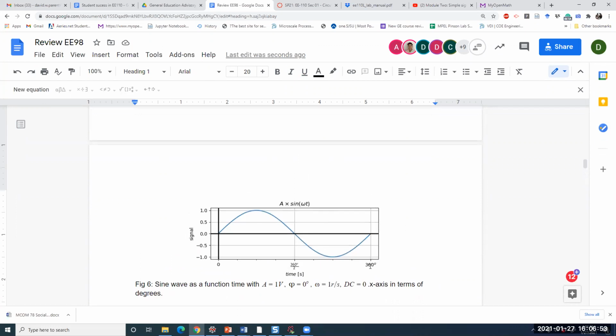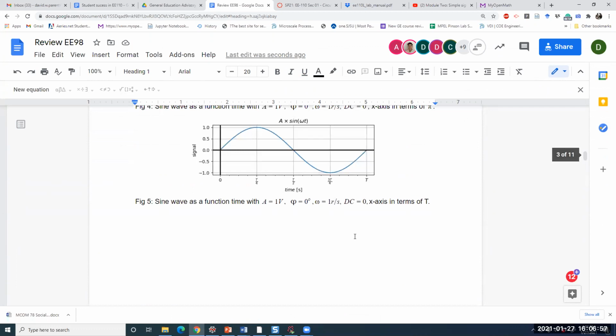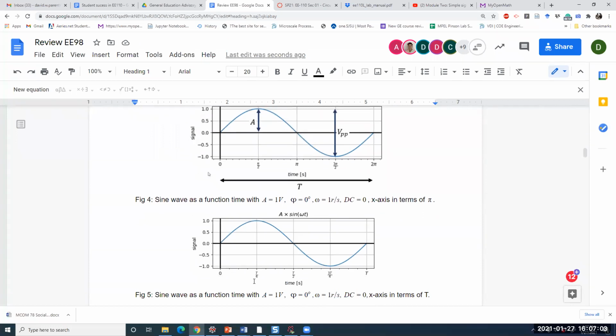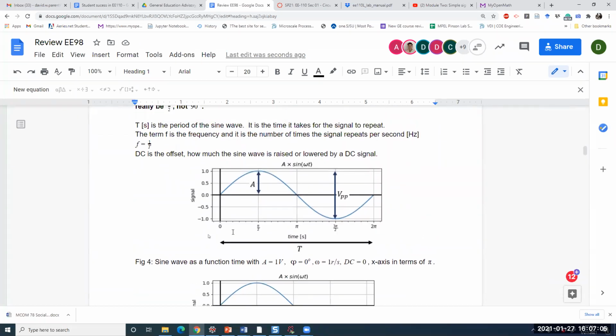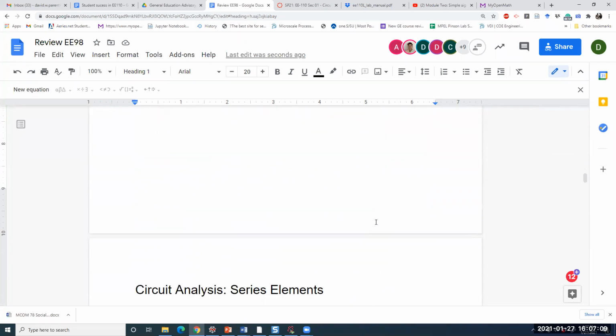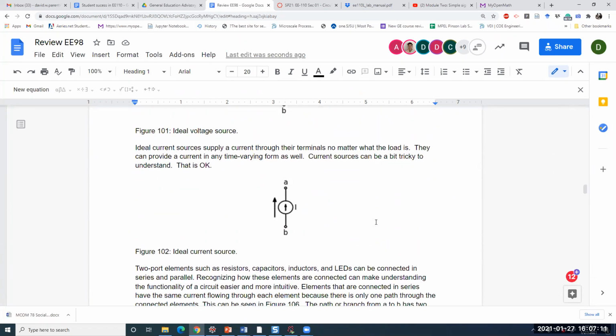But this is really just like a scale thing. This is still time, right? Everything here is time. I've just tried to scale it to where you can see the period, you can see everything in terms of pi, right? And so on.